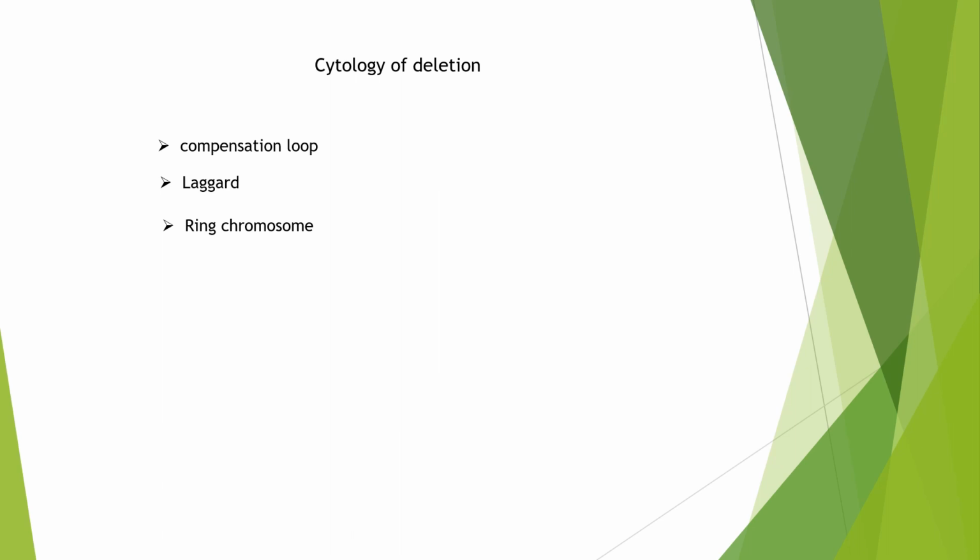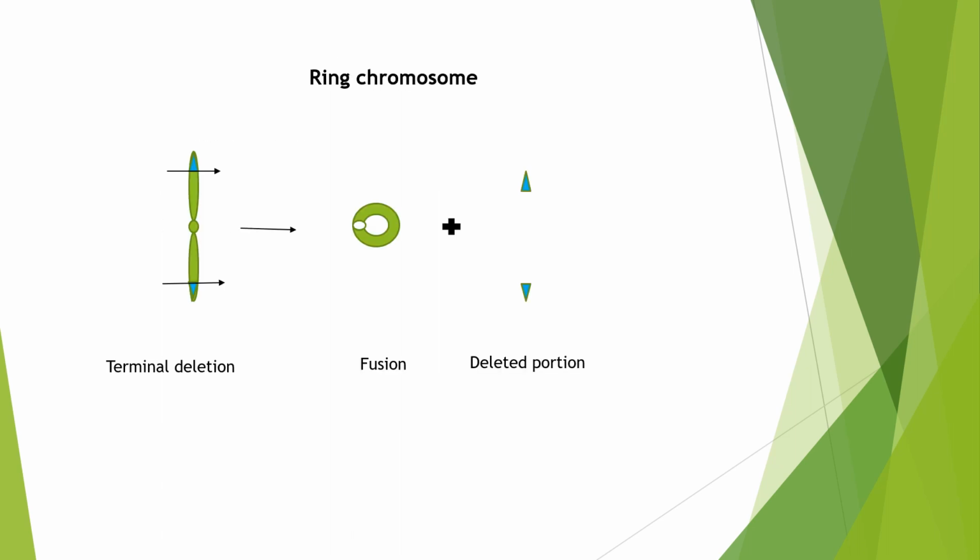The third type of cytological effect is the formation of a ring chromosome. Ring chromosome means that when there is a deletion of some part of a chromosome, that deleted part remains as it is, and the remaining portion of the chromosome with the centromere gets fused, and that fusion produces a ring chromosome.